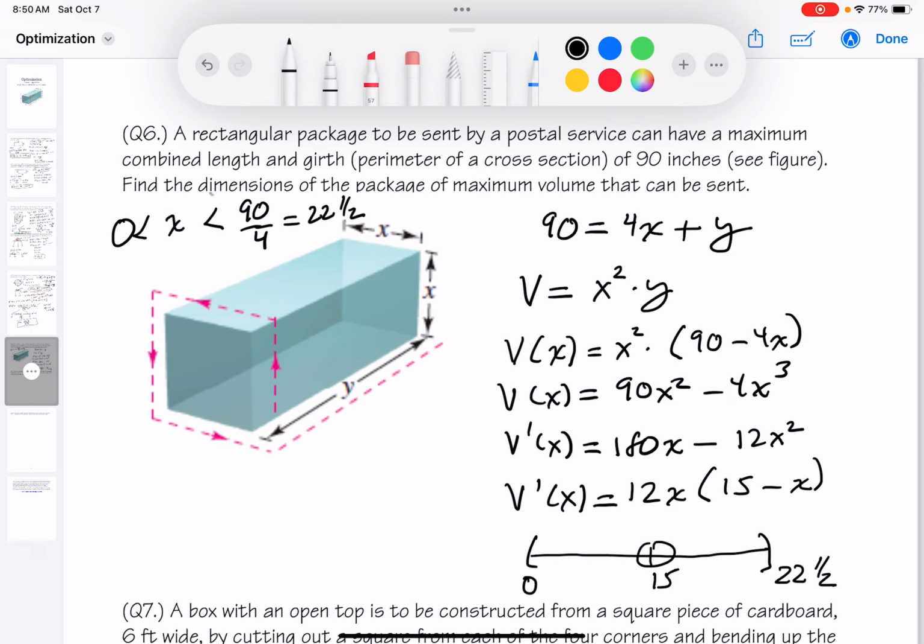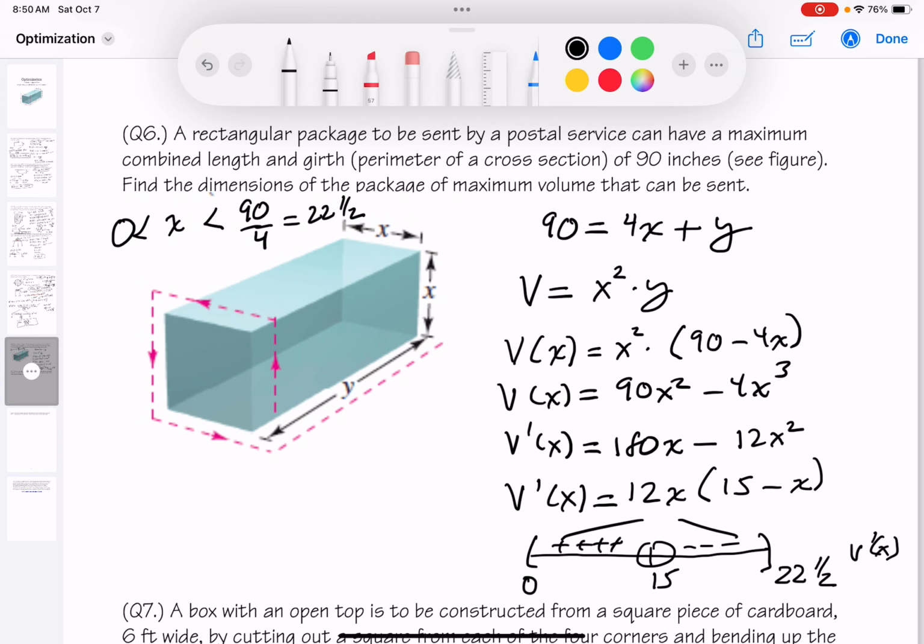Test it out now. And what do I test? Test the number below 15 and above 0, like 1. Plug it in, it's positive. Again, this is a derivative we're analyzing here. Above 15, like 20 or so, it's going to be negative. So I got the maximum here, and let's write this down.